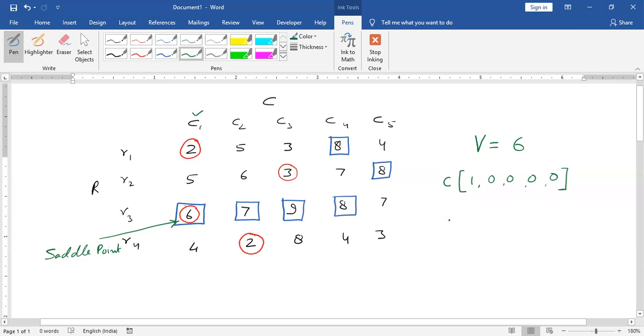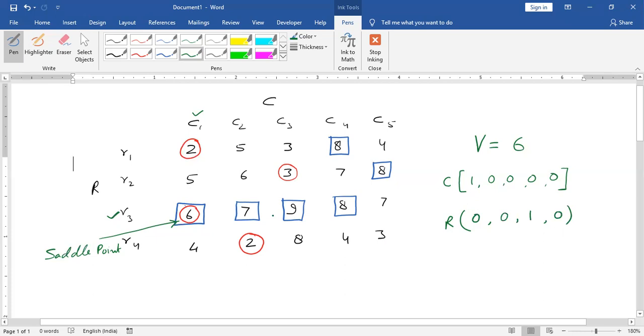If we're talking about player R, player R has 4 strategies: R1, R2, R3, and R4. And the strategy which R is going to use is R3, because the saddle point exists in R3. That is why the value of R3 is 1. So the strategies are 0 because R1 is not used, 0 because R2 is not used, 1 because the saddle point exists in R3, and the last value, R4, is also equal to 0. So these are the strategies, right?